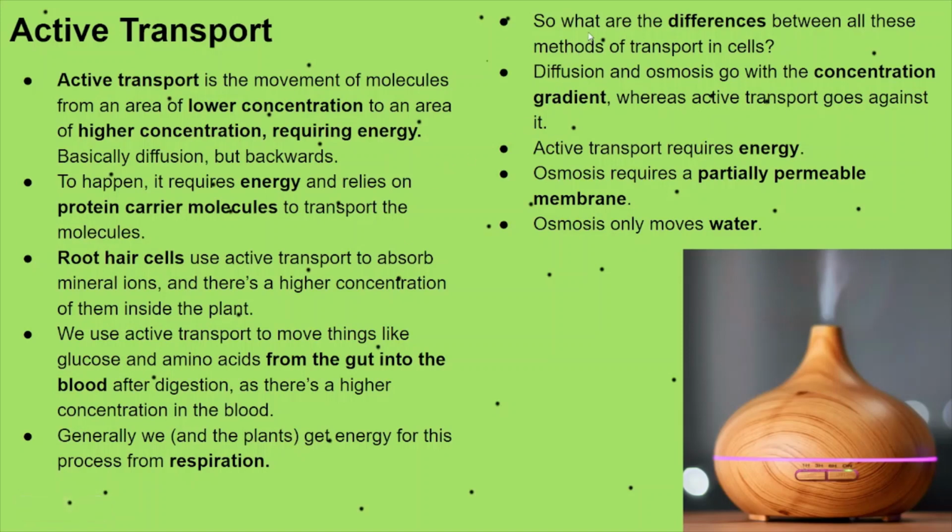So finally, we're going to briefly look at what the differences between diffusion, osmosis, and active transport are. So active transport is different because it goes against the concentration gradient and it requires energy, and osmosis is different because it requires a partially permeable membrane and it only moves water, unlike diffusion, which can just happen through air, like you can see here with this diffuser. These particles will just diffuse out through the air.